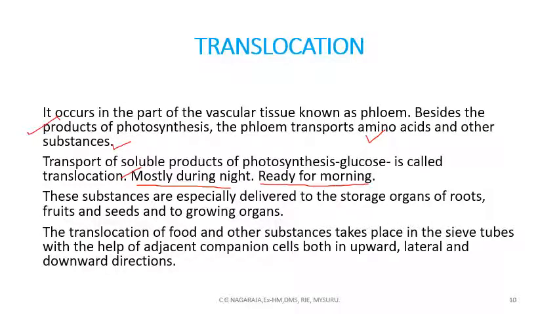That means they will distribute all the food made in the morning to all the parts of the plant body by means of translocation. Translocation of food and other substances takes place in the sieve tubes, and sieve tubes are a part of the phloem, and there are two types, companion cells and sieve tubes, in the phloem. They will take the food in all directions. So translocation takes place in the tissue called phloem.